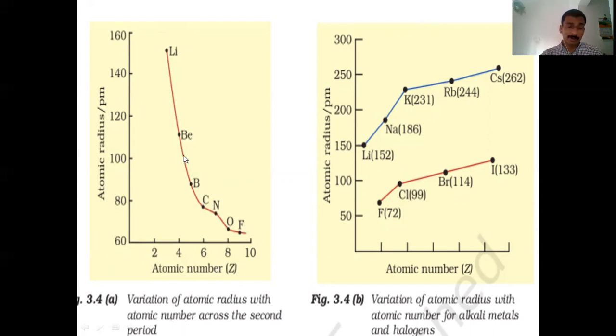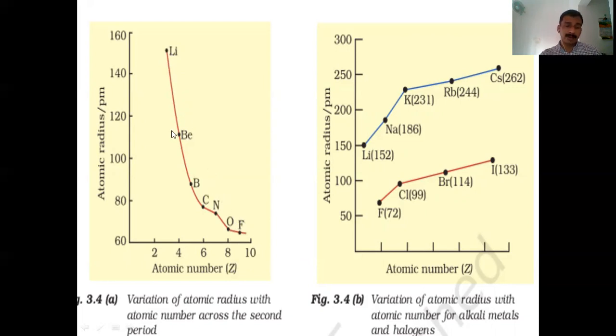So as we move down the group, what is the variation of atomic radius? That is explained in this graph. It is increasing down the group. Atomic radius is increasing. You can see lithium. Beryllium is bigger than lithium. Boron is bigger than beryllium. Carbon is bigger than boron. Nitrogen is bigger than carbon. Oxygen is bigger than nitrogen. Fluorine is bigger than oxygen. Sorry, the opposite, not bigger, smaller.